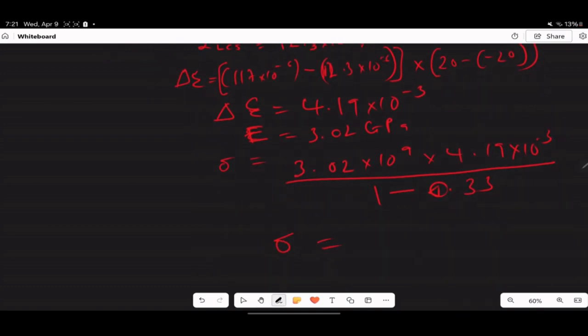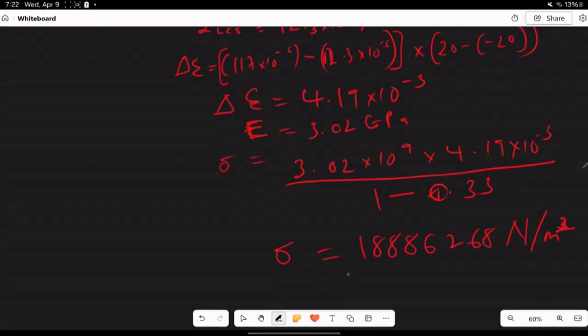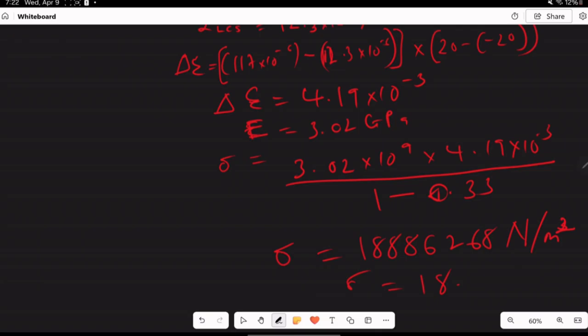So stress is now equal to what? If you just solve for stress, 1.886268 times 10 raised to the power 7 Newton per meter squared. If you want to convert, you divide by 10 raised to the power 6, so stress is now equal to 18.89 megapascal. So this is your answer for question 4.5.